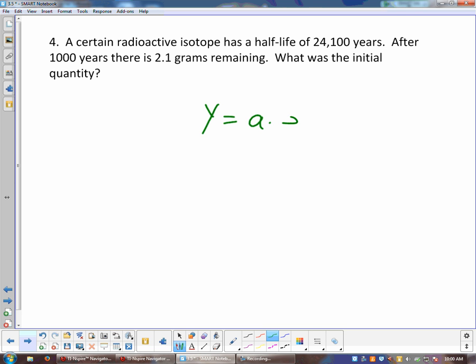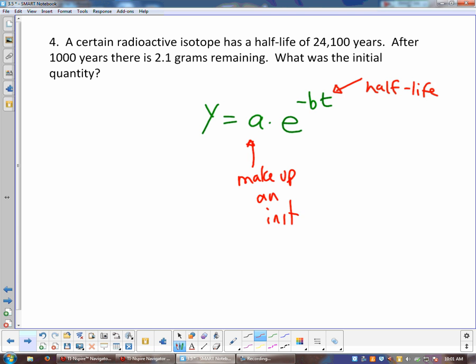y equals a times e to the negative bt. Well, we don't know what the a is, and we don't know what the b is, so the only thing we can do is plug in the half-life, because that is useful information. So the 24,100 is going to go in right here. We can make up something here. Make up an initial amount.